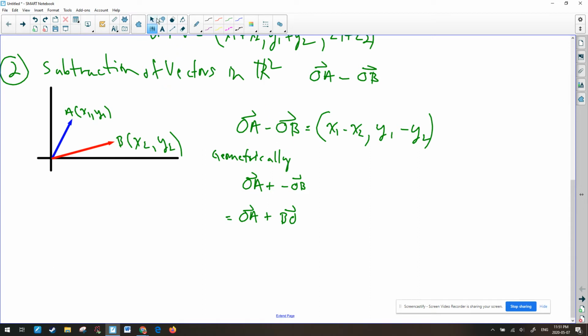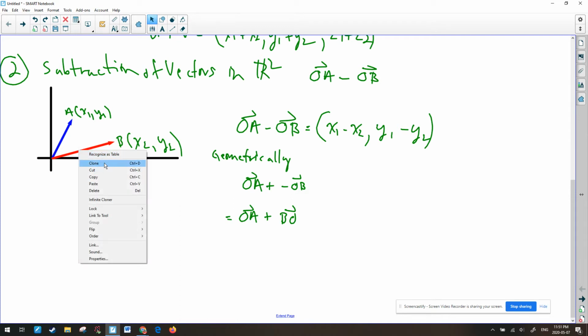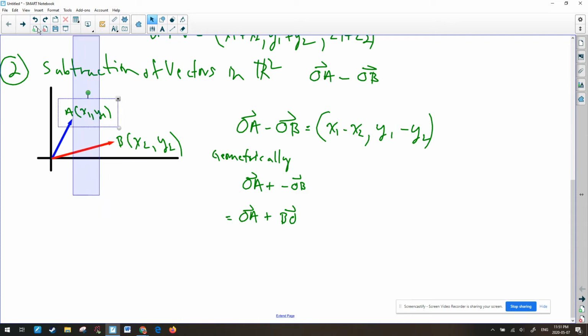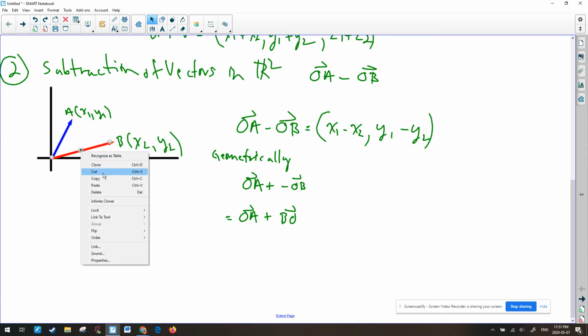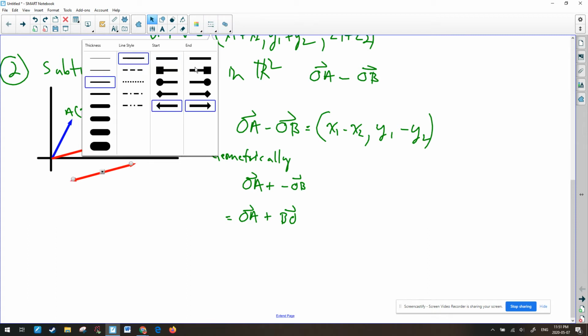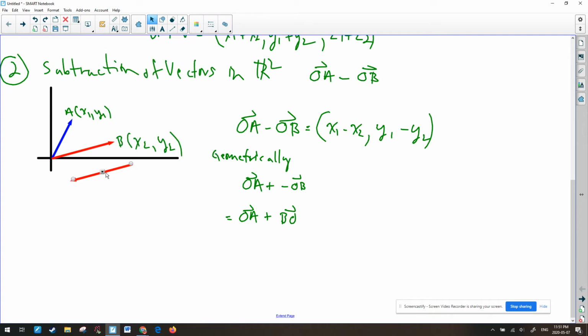So if I took, and because I have the luxury of having these tools, I'm going to clone this. Clone. All right, now I'm going to go up here, and I have this magical wizardry of being able to move it like that. So this vector here is the same vector, but in the opposite direction. And I get to add those together now.